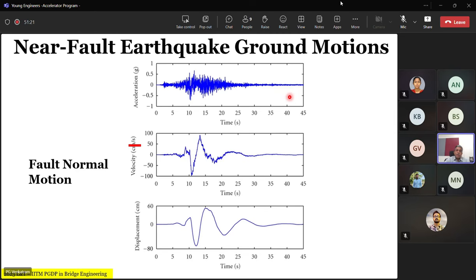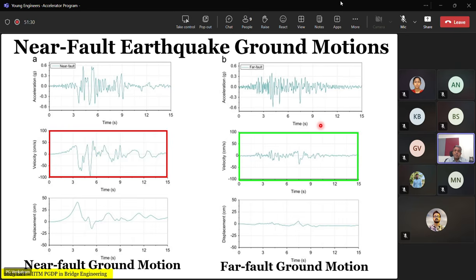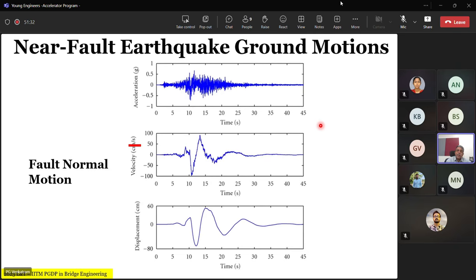Now, this is an example of fault normal motion. These are like fault parallel motion. There you will see the displacement will go perpendicular to the zero displacement, and finally it will come down to zero, and you have a peak oscillation. Pattern wise, they are different. The two waves, along the fault and perpendicular to the fault, are different.